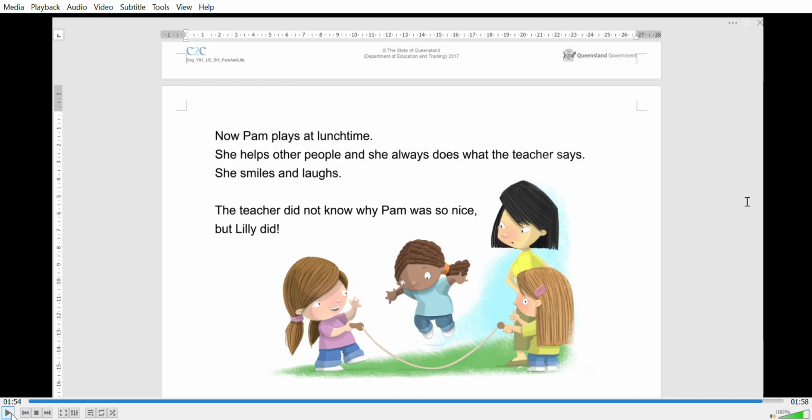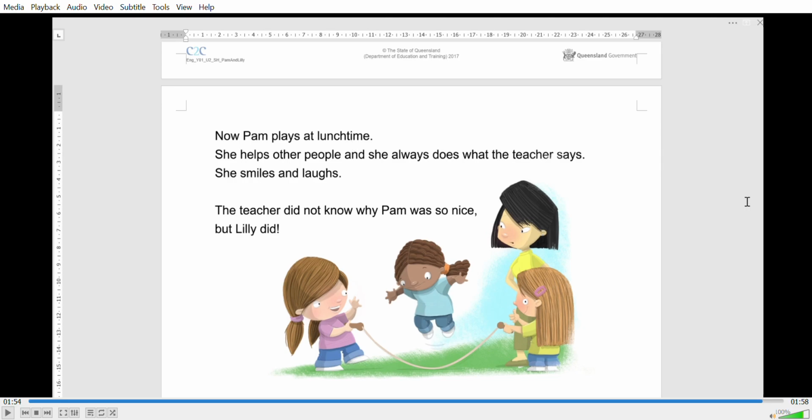All right, we are at the end here. Let's see if we can figure out when and where. This page has been very, very kind to us, and it has told us in words when. And I think we can figure out from the picture where this is taking place. So when is this happening? What do you think? It says at the beginning, it says, now Pam plays at lunchtime. So I think the two words that tell us when are probably now and lunchtime.